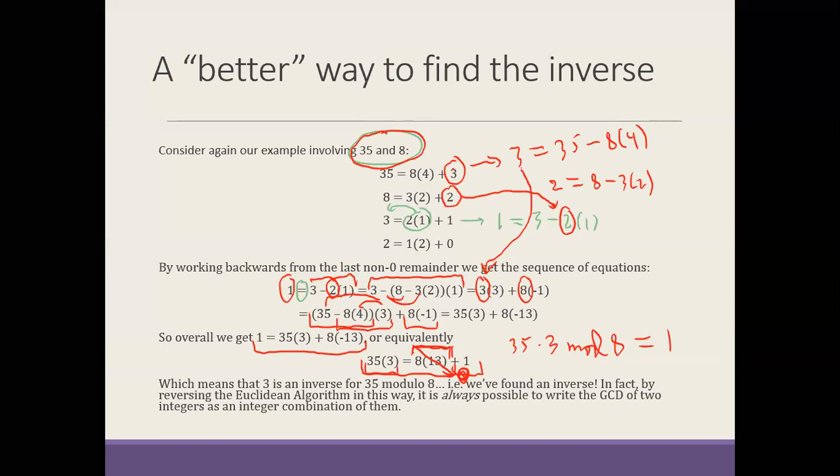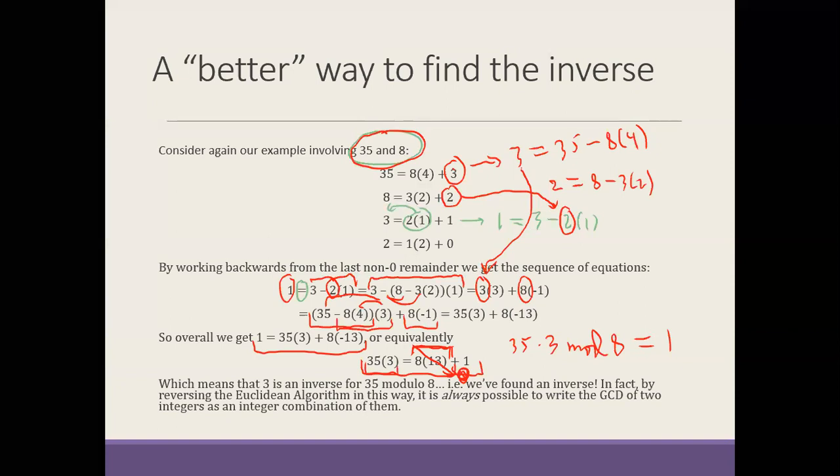Yeah? So it turns out that this Euclidean algorithm and then using the thing backwards puts us in a position where we actually find an inverse. Okay? 35 and 8 are relatively prime to each other. They don't have any common factors. What's the only prime factor of 8? No, the only prime factor. 2. Does 2 divide into 35? No. So 35 and 8 are relatively prime.